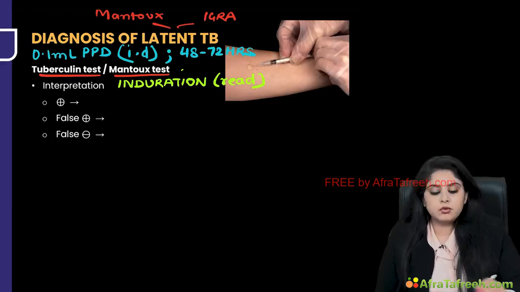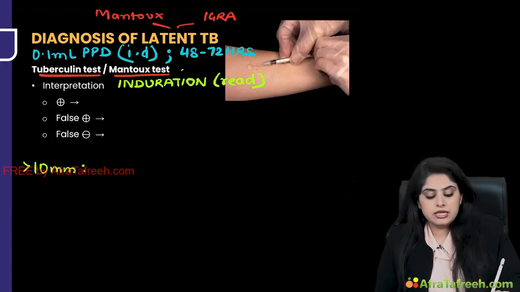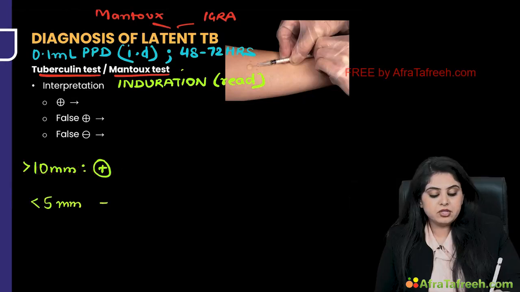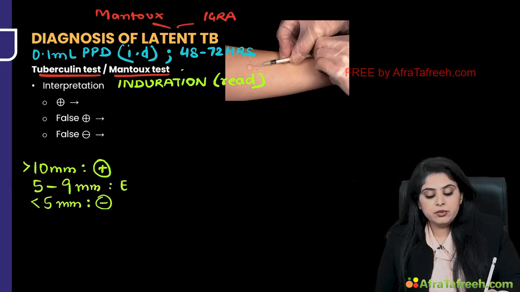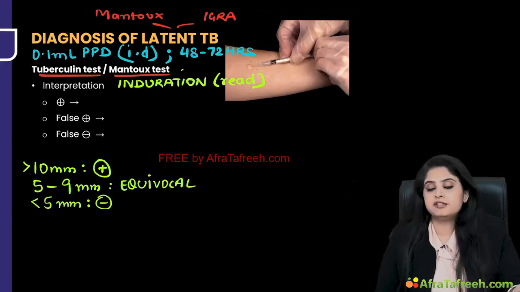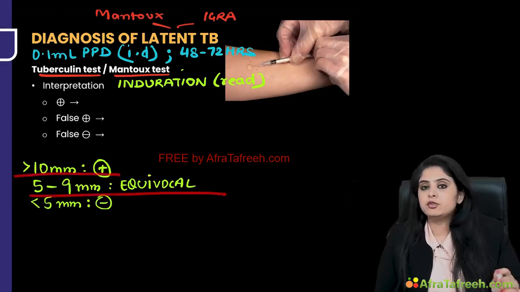When you get a positive, what is positive? So you will say that, ma'am, if I get above 10 mm ka induration, it is positive Mantoux. If I get less than 5 mm ka induration, it is negative Mantoux. And anything between 5 to 9 mm is going to be equivocal. I will have to do a repeat, or I will then have to get a chest x-ray and further studies, right? Less than 5 negative, more than 10 positive, in between it is question mark.